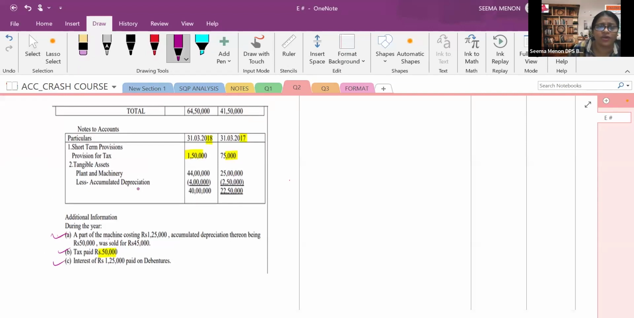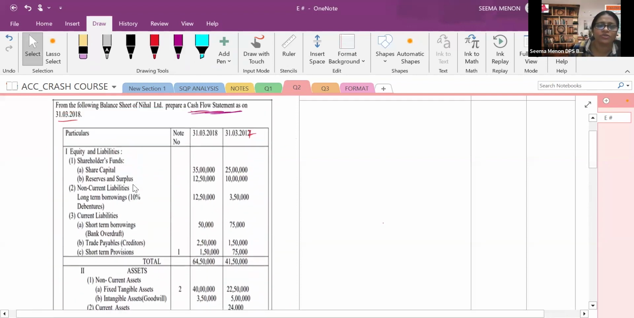Because when we move into the notes to account, you can see short-term provision and provision for tax. There are 3 figures here in the notes to account and in the adjustment also. Then again, you need to prepare the provision for taxation account also. And below it is given plant and machine. So definitely machine account and accumulated depreciation account. So 3 accounts you will be preparing: accumulated depreciation account, provision for tax account, and machine account.